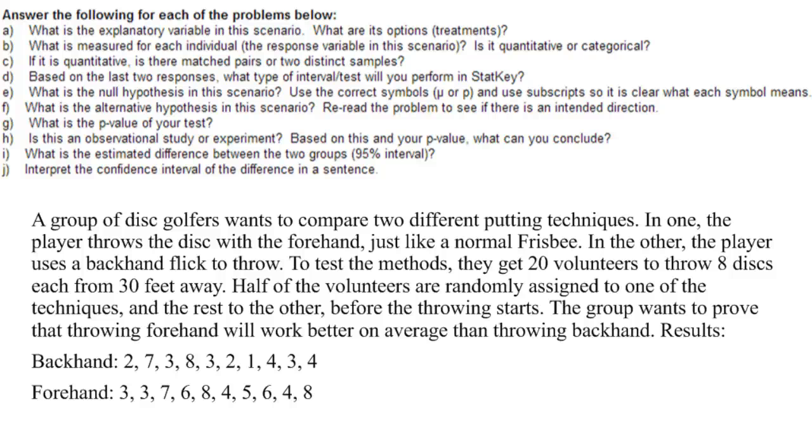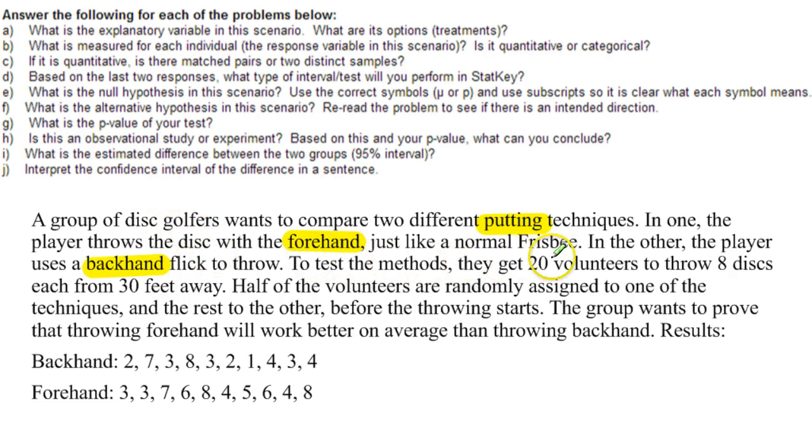This homework problem looks at a group of disc golfers comparing a couple of different methods of disc golfing. A group of disc golfers wants to compare two different putting techniques. In one, the player throws the disc with the forehand, just like a normal frisbee, and in the other, the player uses a backhand flick to throw. So they're using two different putting techniques: one is with the forehand, one is with the backhand.